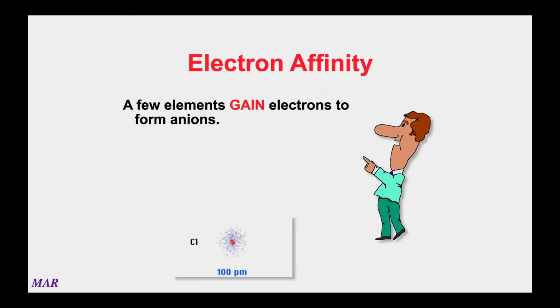The last periodic trend we're going to look at is called electron affinity, and some types of elements actually give off energy when they gain an electron. And I like to think about this as the cool kids on the back of the bus.